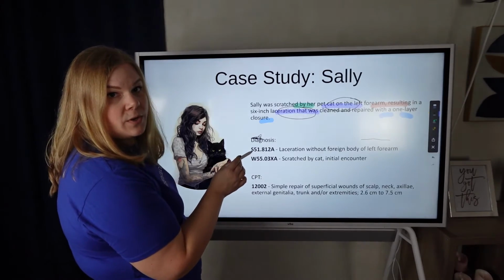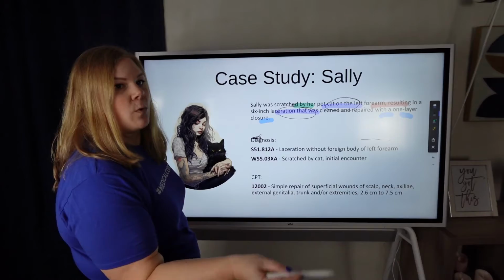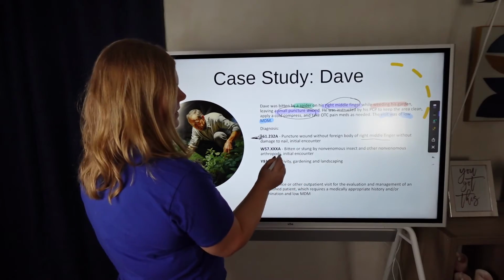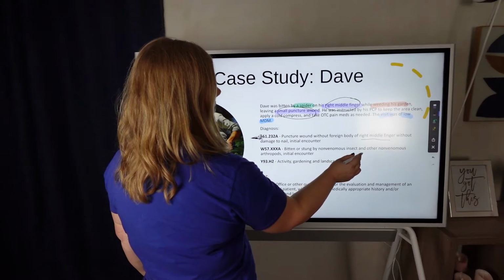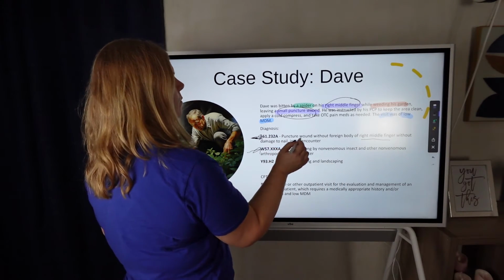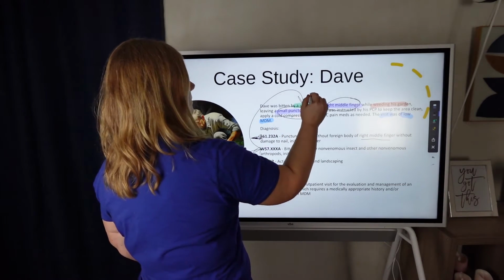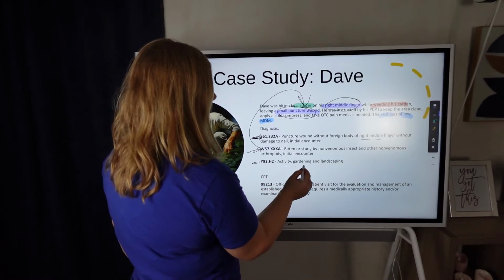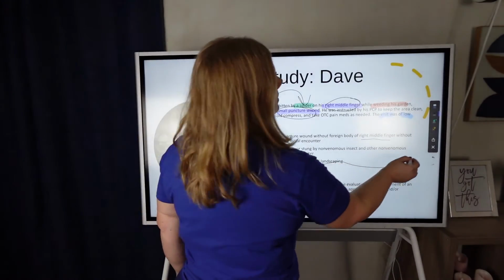This W code is for the fact that it was a spider bite. What was that surrounding cause? Keep going back and forth. So bitten or stung by a non-venomous insect or other non-venomous arthropods, initial encounter, is the code that we will get there for the spider bite. We also have here an activity code if we want to use it, and that is activity, gardening or landscaping, for the fact that it was during weeding.